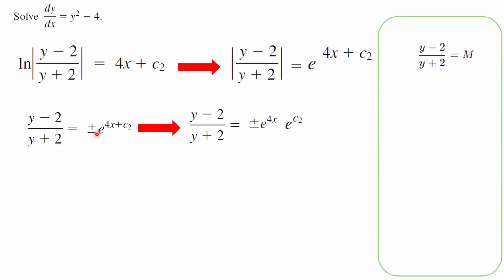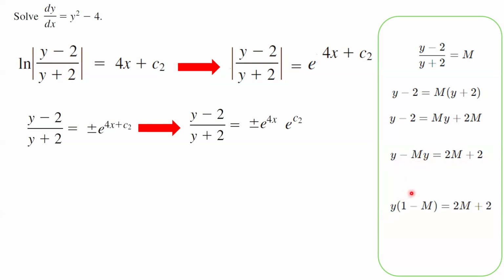In general, if you have y minus 2 divided by y plus 2 equals a quantity like m, to isolate y, you can cross multiply. You get y minus 2 equals m times y plus 2. Y minus 2 is equal to my plus 2m. We just distribute m into parentheses. And y minus my, bringing all y terms to one side, is equal to 2m plus 2. Now, if you factor out y, you get y times 1 minus m equals 2m plus 2, or your y can be isolated on one side as 2m plus 2 divided by 1 minus m. So this helps us to isolate y and have an explicit solution.